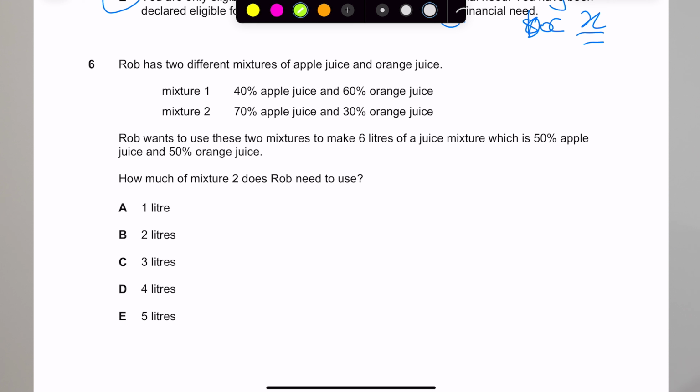Okay, so another problem-solving question here. We'll read through it first and then figure out what we need to be using in terms of method and skill. So we've got two different mixtures of apple juice and orange juice. One is this ratio, one is this ratio. And we want to use these two to make 6 liters of juice with equal ratios of orange juice and apple juice. How much of mixture 2?